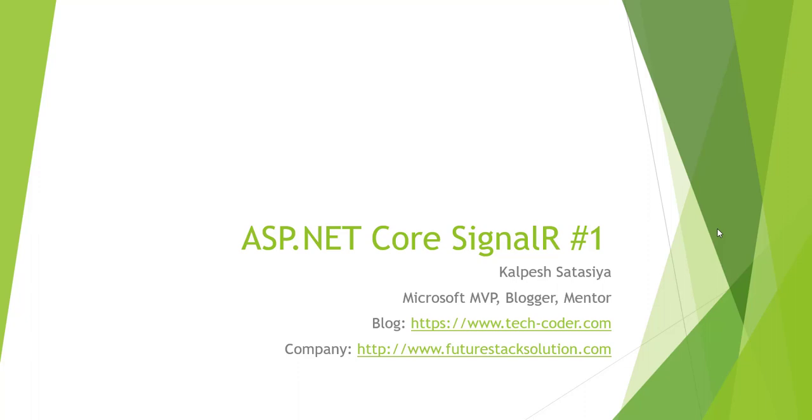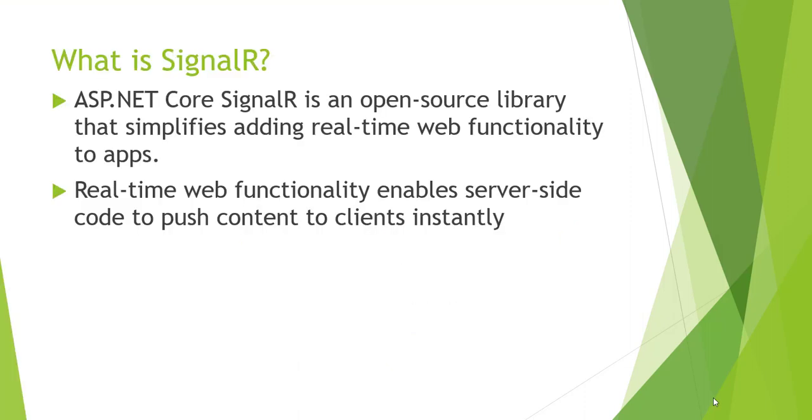Today we are going to learn about ASP.NET Core SignalR. What is SignalR? ASP.NET Core SignalR is an open source library that simplifies adding real-time web functionality to apps. Real-time web functionality enables server-side code to push content to the clients instantly. That means we can build real-time web applications like a chat application or a real-time notification application on the web.